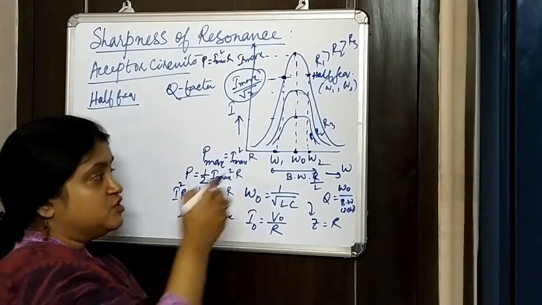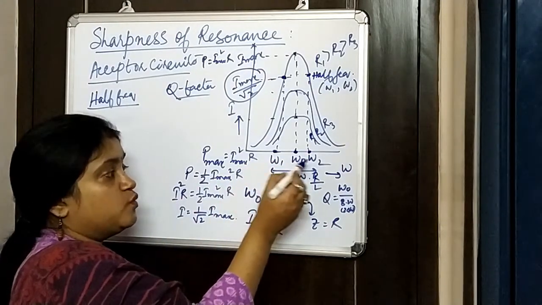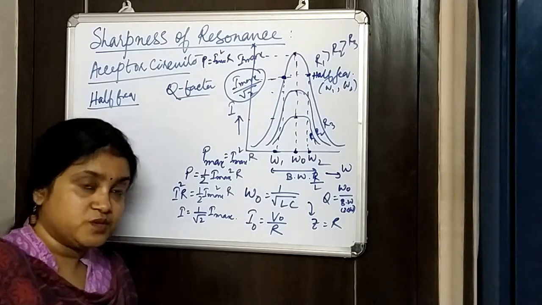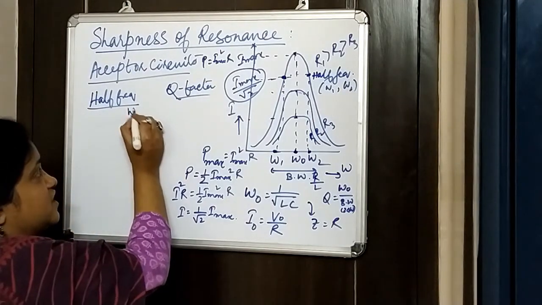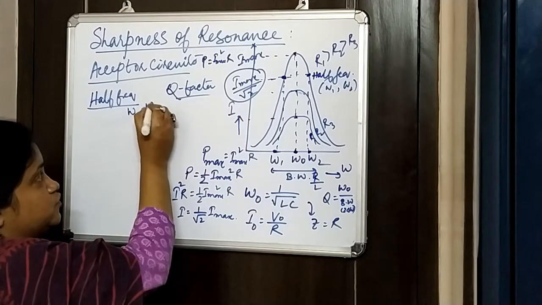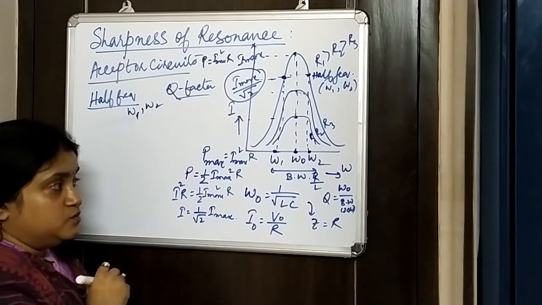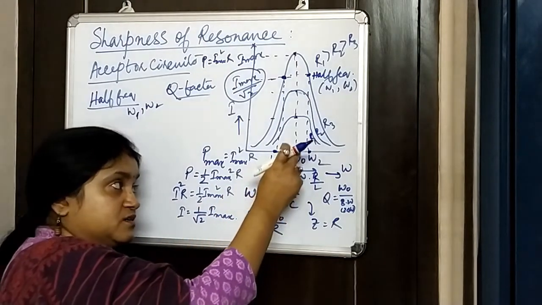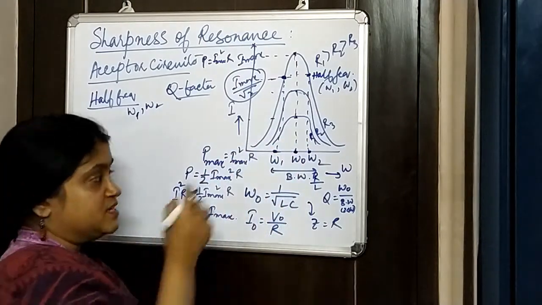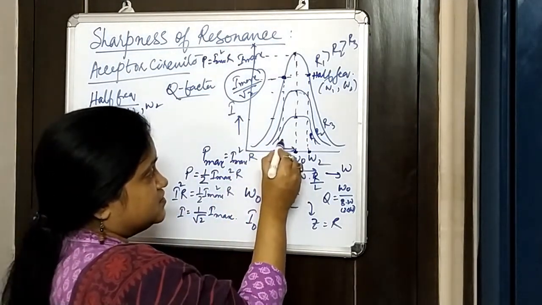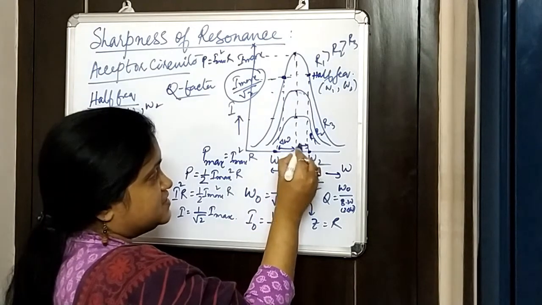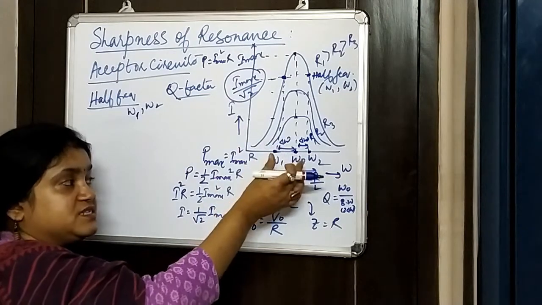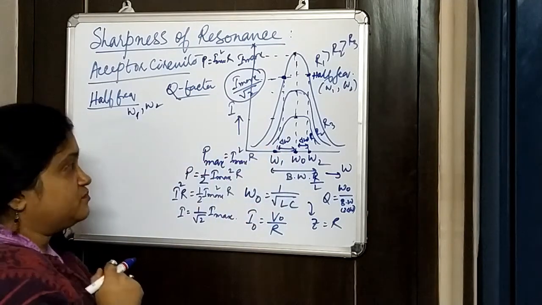So these 2 frequencies, W1 and W2, are called the half frequencies. Now they are at equal distance from the resonant frequency. Suppose this distance is del omega and this distance is del omega, right? They are at equal distance from the center.